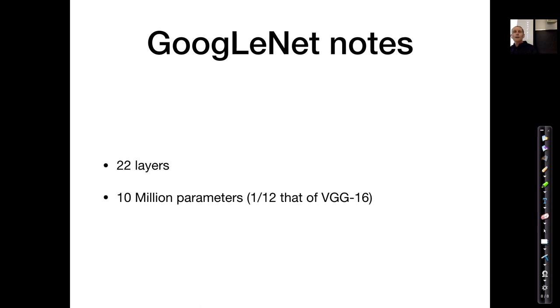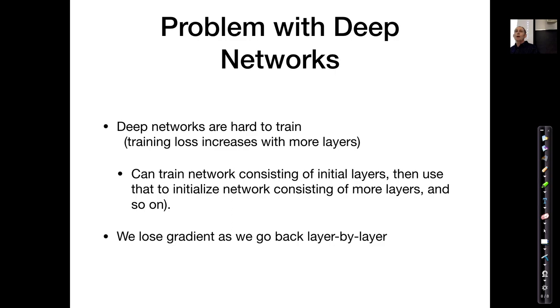All right, 22 layers, 10 million parameters. A hugely smaller number of parameters than VGG. So we will continue on with ResNet on Wednesday, and then we'll also probably start talking about other aspects like initialization and things like batch norm.